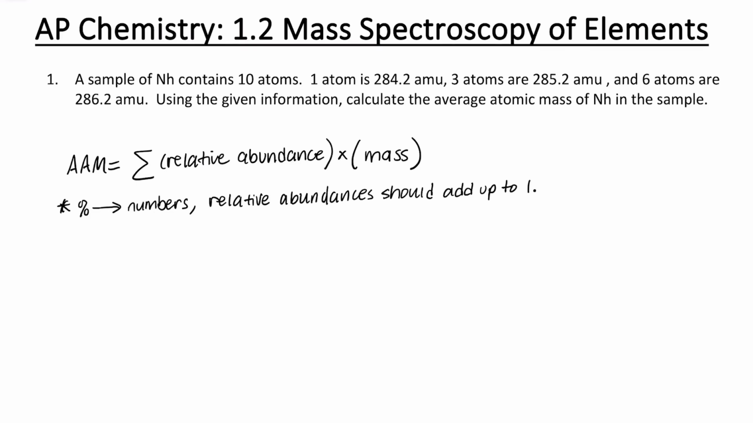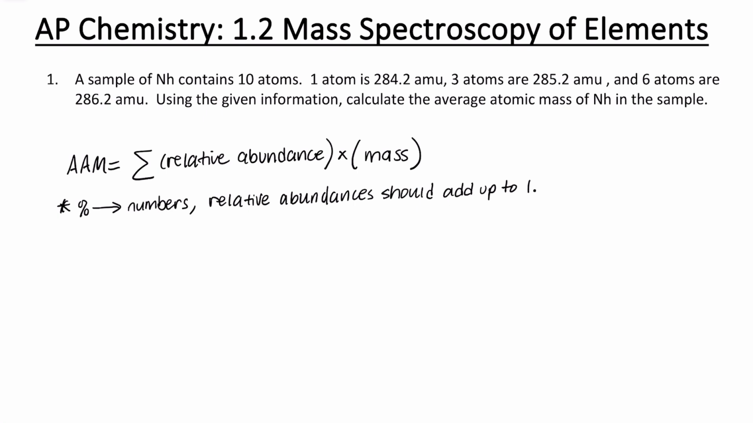This is the AP Chemistry review for topic 1.2, Mass Spectroscopy of Elements. Our prompt says, a sample of nihonium (Nh) contains 10 atoms. One atom is 284.2 atomic mass units, AMU. 3 atoms are 285.2 AMU, and 6 atoms are 286.2 AMU. Given the following information, calculate the average atomic mass of nihonium in the sample.